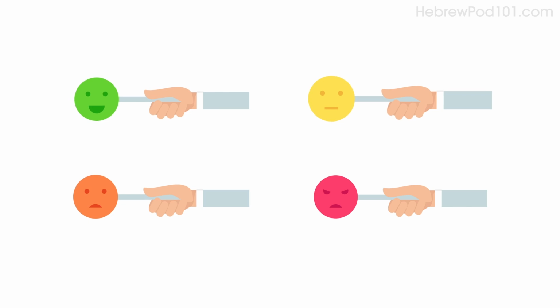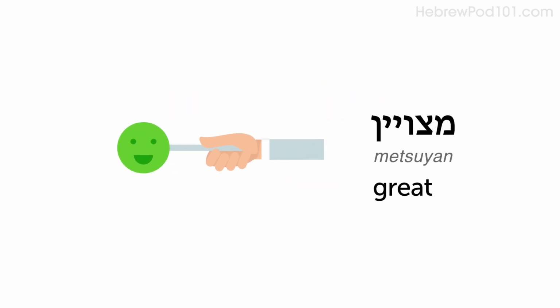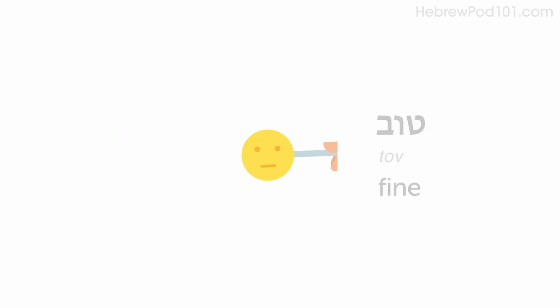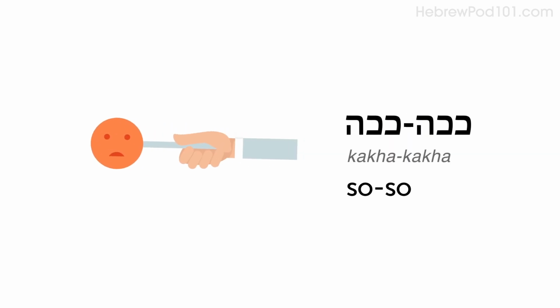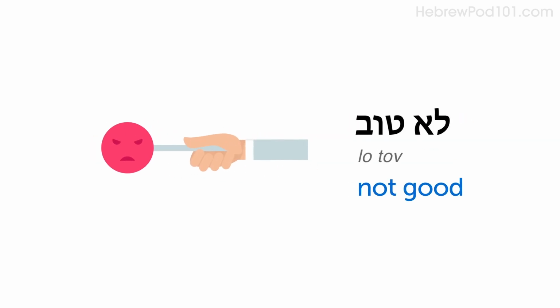Here are a few expressions related to well-being that you can use with this pattern. Great, מצוין. Fine, טוב. So-so, ככה ככה. Not good, לא טוב.